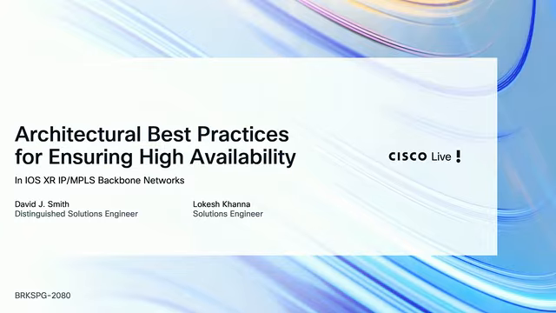In this session, we're going to review a collection of architectural best practices that we've collected over the years that will help ensure the high availability of IP MPLS networks. And I'll also add that we've seen firsthand network outages that could have been prevented had these best practices been deployed. Okay?